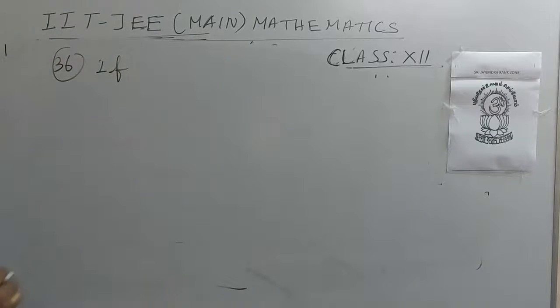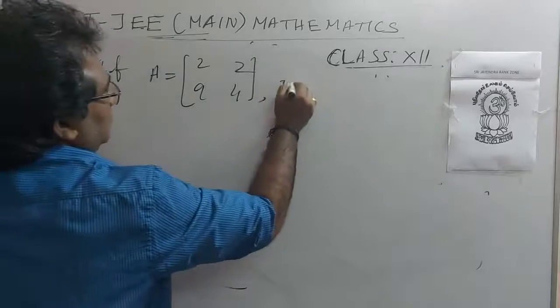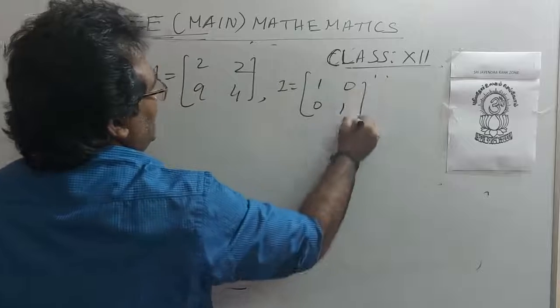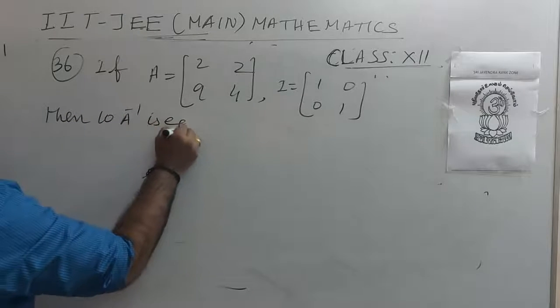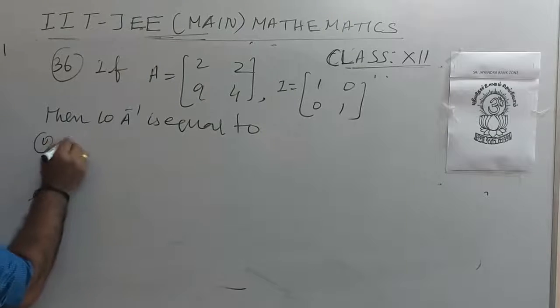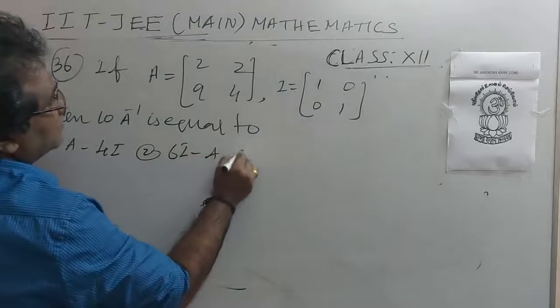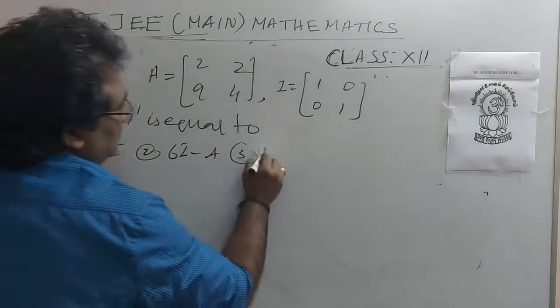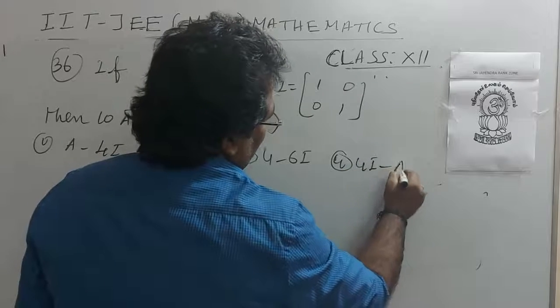If the matrix A equals [2 9; 2 4], with the first column 2, 2 and the first row 2, 9, the second row 2, 4, and the identity matrix I, then 10 times A inverse is equal to: first option, A minus 4I; second option, 6I minus A; third option, A minus 6I; fourth option, 4I minus A.